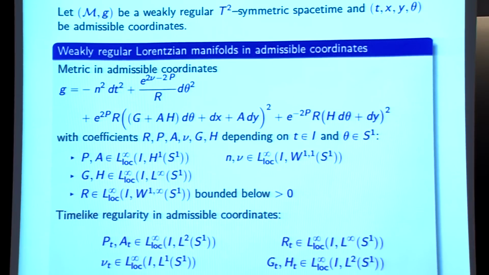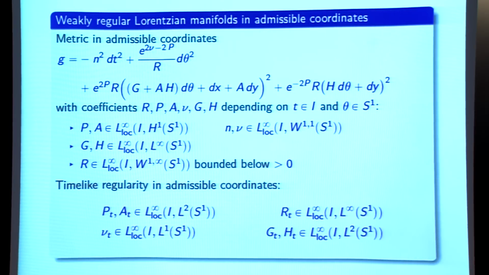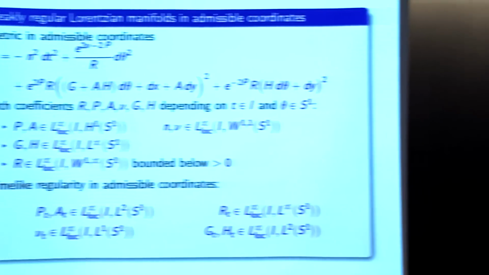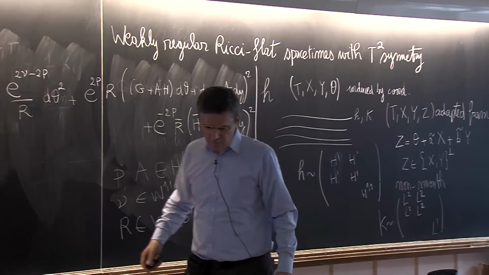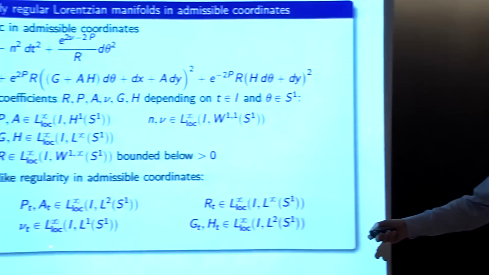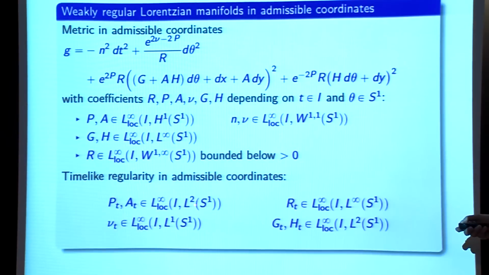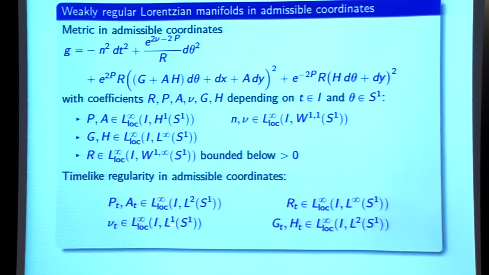Now we need to say something more about the regularity in time, right? The derivative in time that we could not see when we were only looking at a slice. So in terms of time derivatives, we have what I've stated here. The time derivative of P and A belongs to L2. This is consistent with P and A being in H1. We have nu sub t, which is in L1, and this is consistent with nu being in W11.